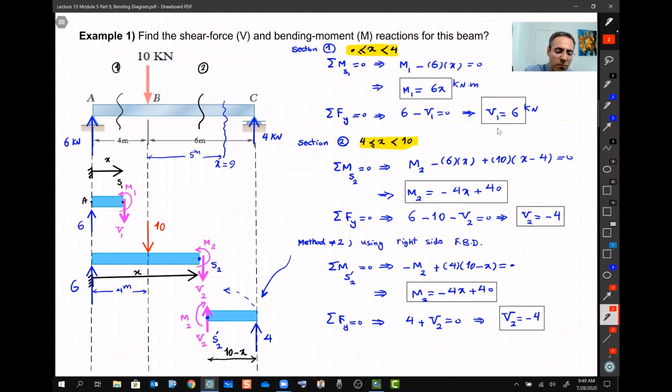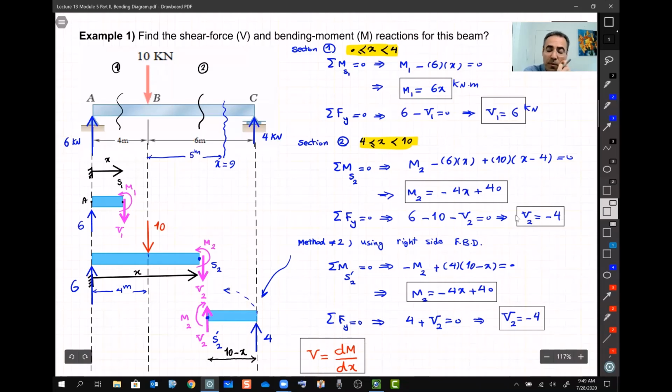Do you think it's safe for me to say that V always is the derivative of M? Look at these equations again. If you take the derivative of M1, you get V1. If you take the derivative of M2, you get V2. So in general, we can prove that this is valid. Always, V is the derivative of M, and that's a good thing.